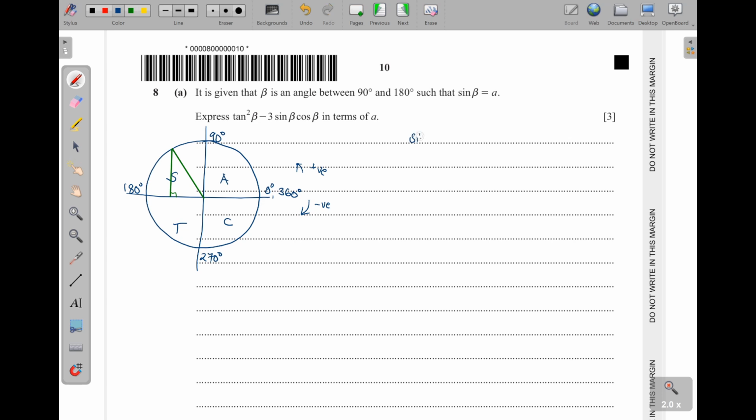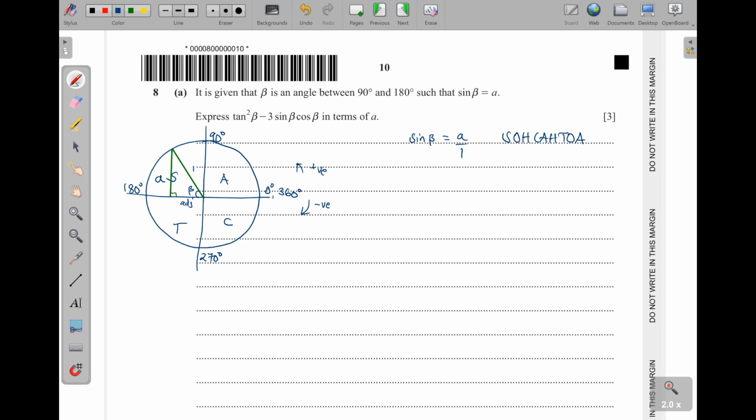Sine beta is the same as A over 1. So we are using SOHCAHTOA. Sine is opposite over hypotenuse. So the opposite is A. The hypotenuse is 1. Then I need to get the adjacent to this angle. Let me just make it beta.